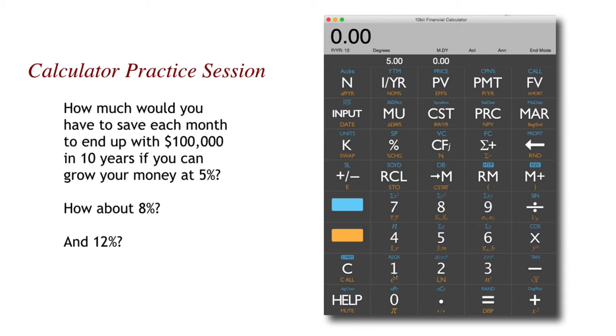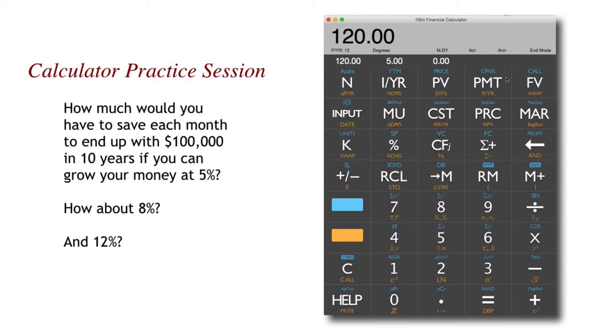What goes in N, in term? 120. Pardon? 120. Yeah, 120. Right. Does everyone follow that? In 10 years, which is 120 months. You can set this to different time periods, but I have 12 payments per year, which is one per month. So that's 10 years, 120 months.